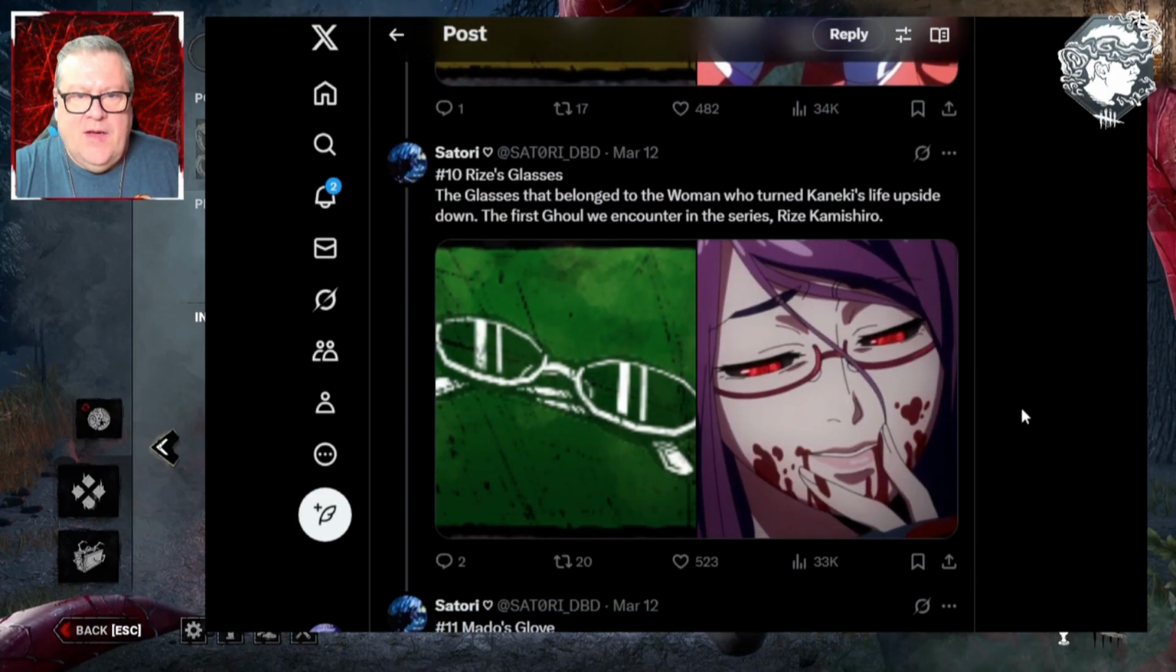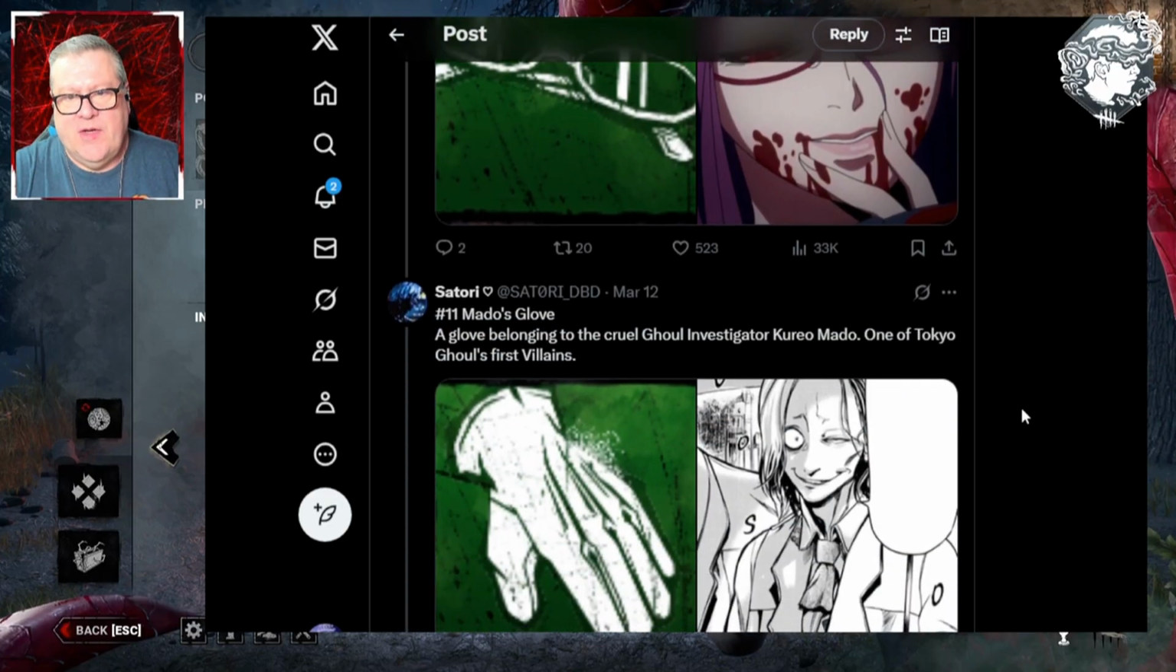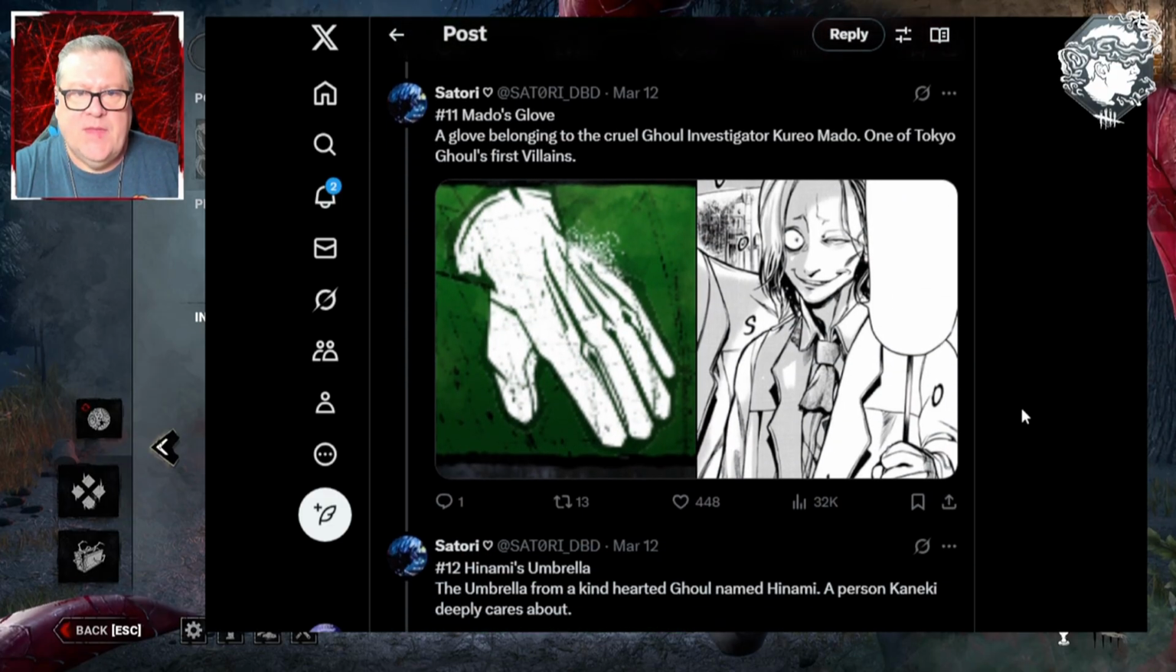Number 10, Rize's glasses. The glasses that belong to the woman who turned Kaneki's life upside down. The first ghoul we encounter in the series, Rize Kamishiro. Cannot wait to see what her cosmetic looks like for her legendary.